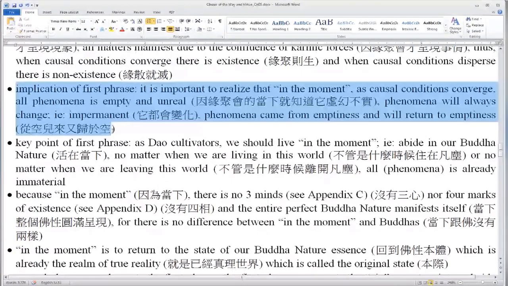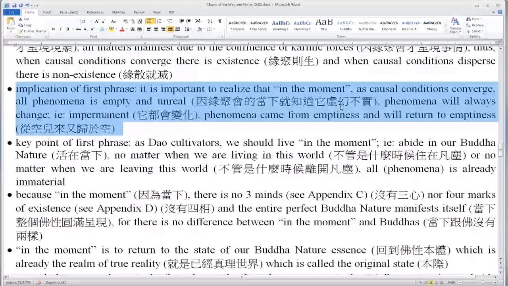It's important to realize that in the moment, as causal conditions converge, all phenomena are empty and unreal. 因缘聚会的当下就知道它虚幻不实. 虚幻 means void. You can say void or delusional void, unreal 不实. This 虚幻 means delusions. You can say delusions are not real.